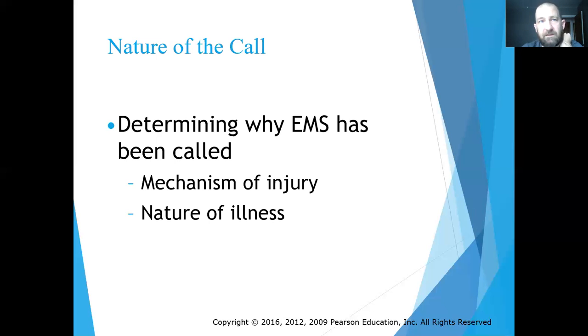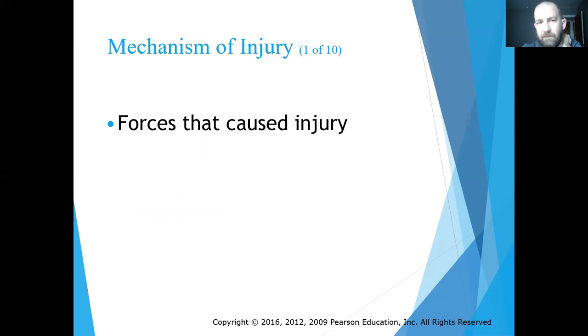Nature of illness is the reason we're called there. It's not how they got sick, it's what sickness they're experiencing. So why were you called? They're having trouble breathing. What's the nature of illness? They're having chest pain. Why were you called? A patient's having a seizure. That's the nature of illness. I think that's the easiest way to understand those.